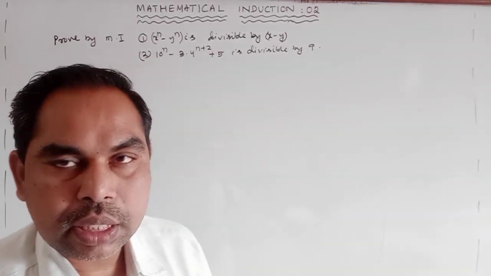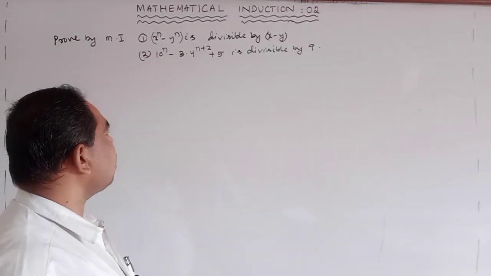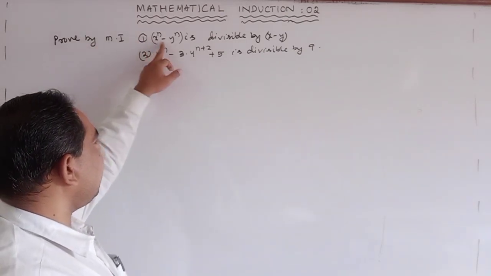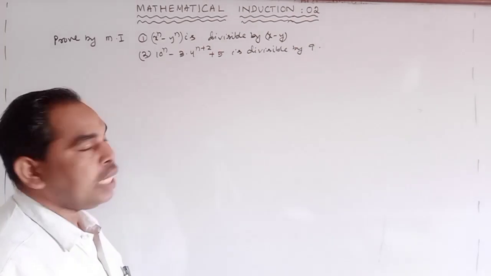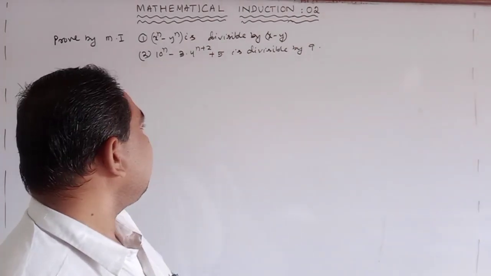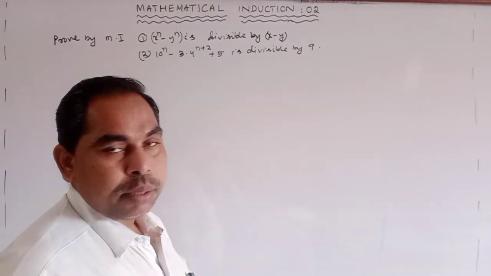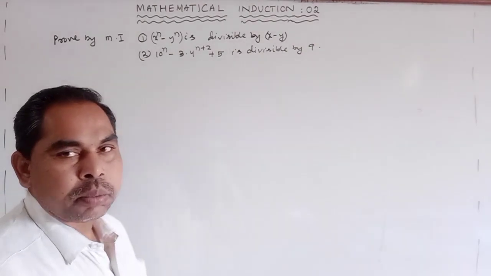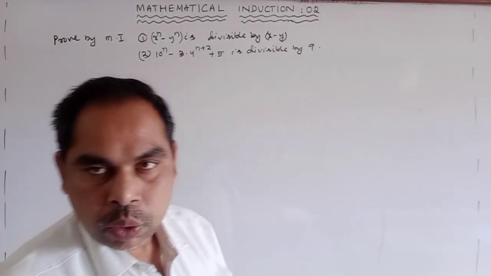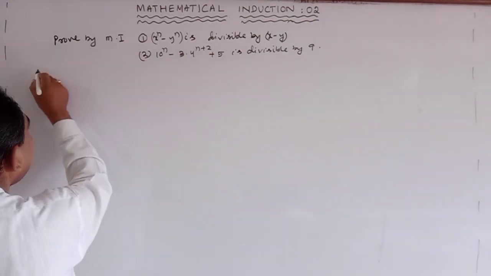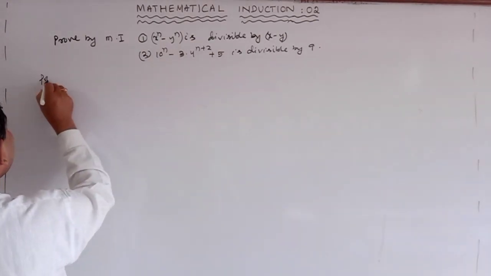These are the questions. Prove by method of induction. 1. x to the power n minus y to the power n is divisible by x minus y. Next question. 10 to the power n minus 3 into 4 to the power n plus 2 plus 5 is divisible by 9. Okay. Proof.